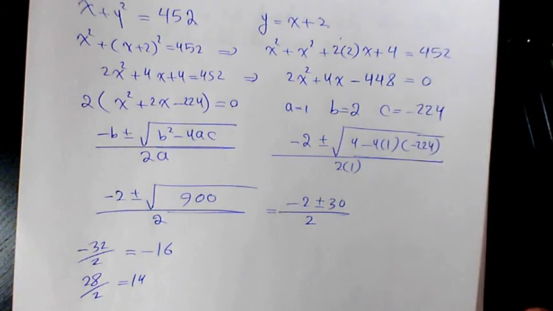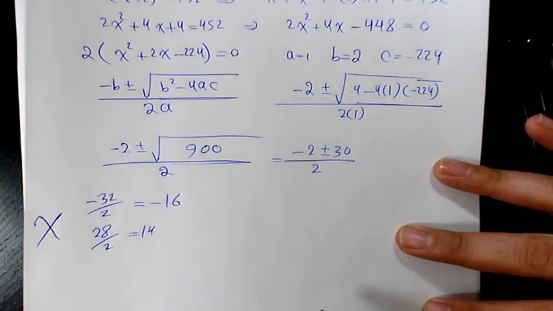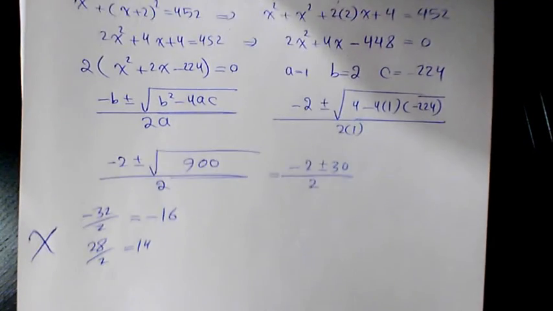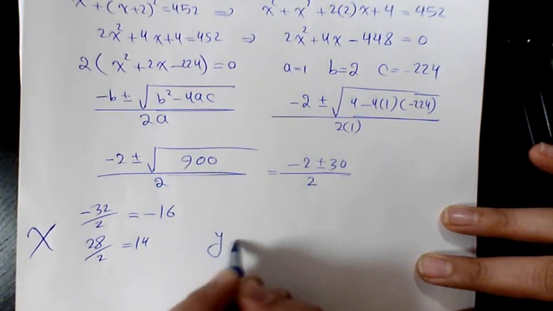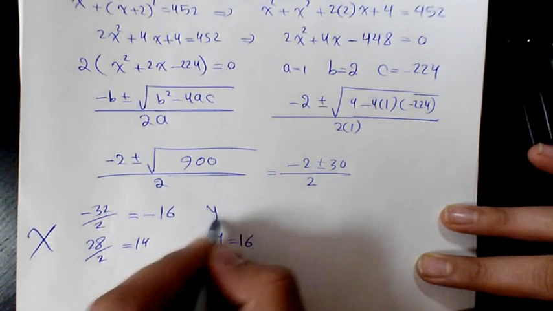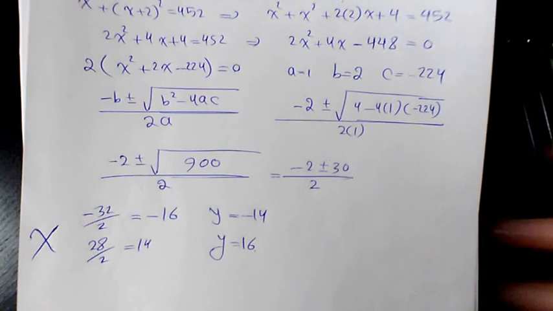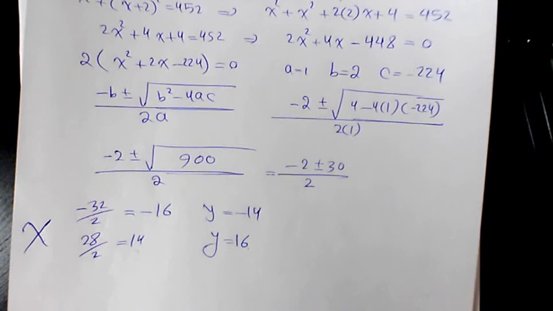Let's see which one is acceptable. We solved it for x, and we know y is going to be x plus 2. So if x is 14, y will be 16. If x is negative 16, y will be negative 14. Both of them are acceptable. So the answer is going to be 14 and 16 or negative 16 and negative 14.